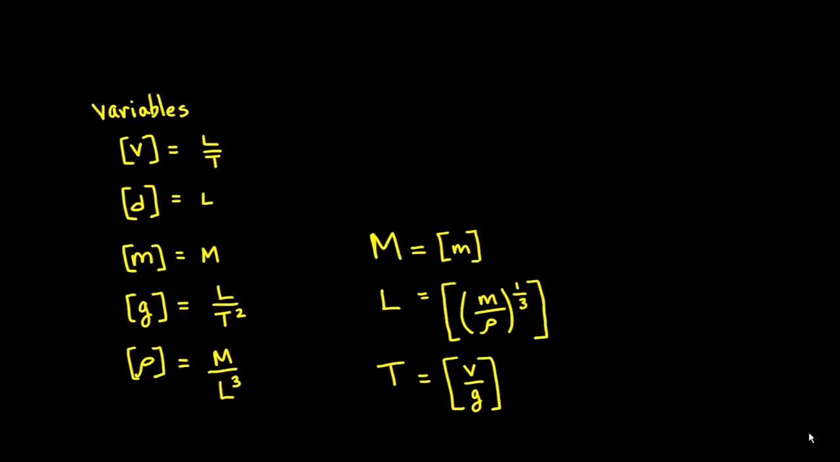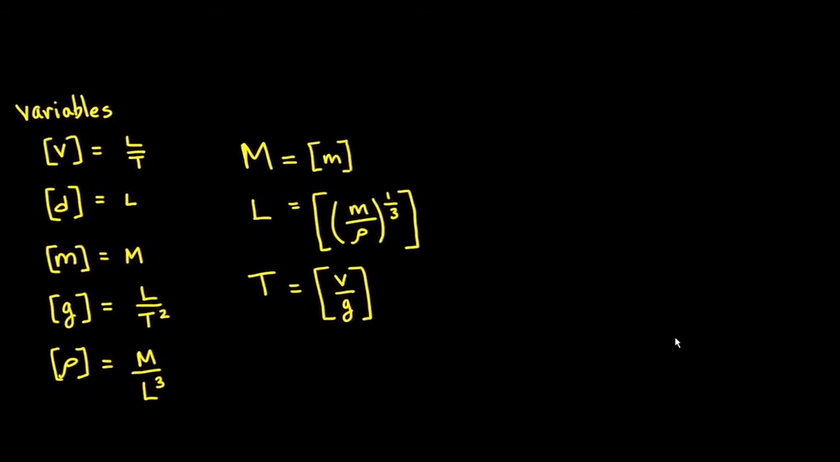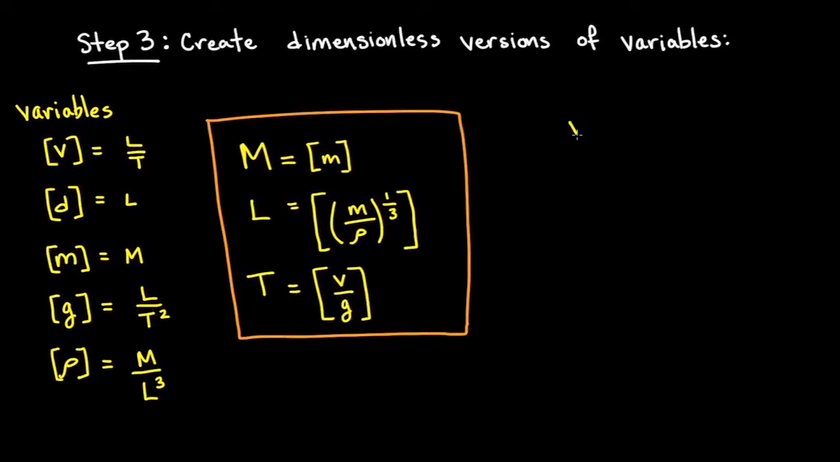The third step is to use these fundamental dimensions to turn all of the variables involved into dimensionless quantities. For example, the terminal velocity v has dimension of length over time. So we multiply v by the dimension of time and divide by the dimension of length to get a dimension of 1. We define a new dimensionless variable v bar as this dimensionless version of v.